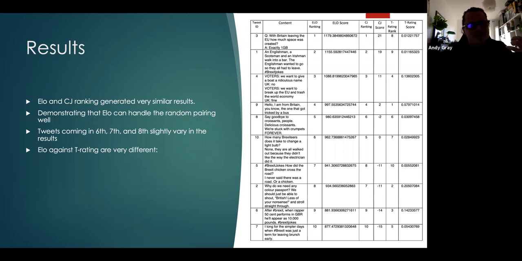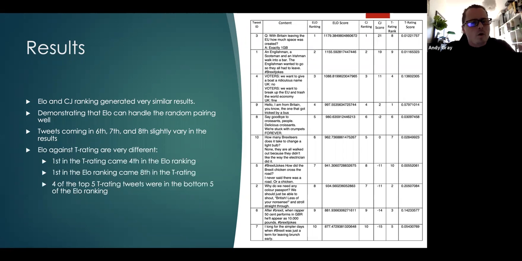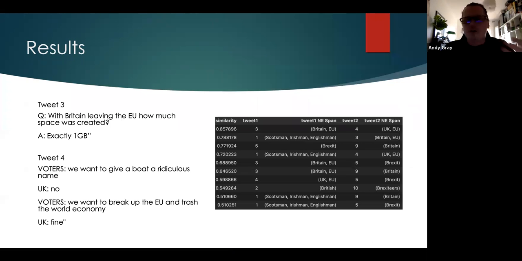However, ELO against the T ranking is very different. What came first in the T ranking came 4th in the ELO ranking, and what came first in the ELO ranking came 8th in the T ranking. And funnily enough, 4 of the top 5 T ranking tweets were actually in the bottom 5 of the ELO ranking within our experiment.